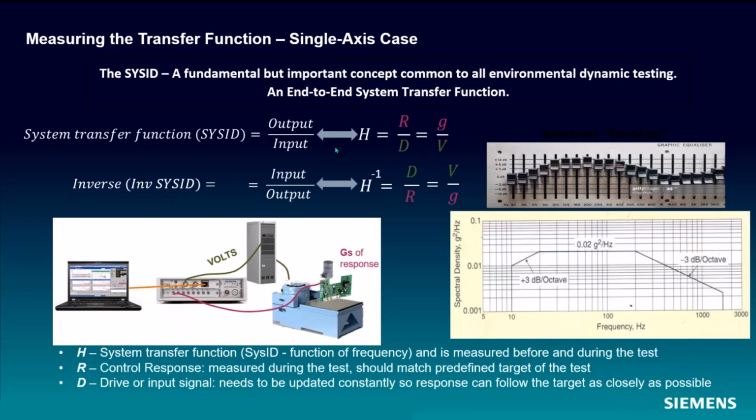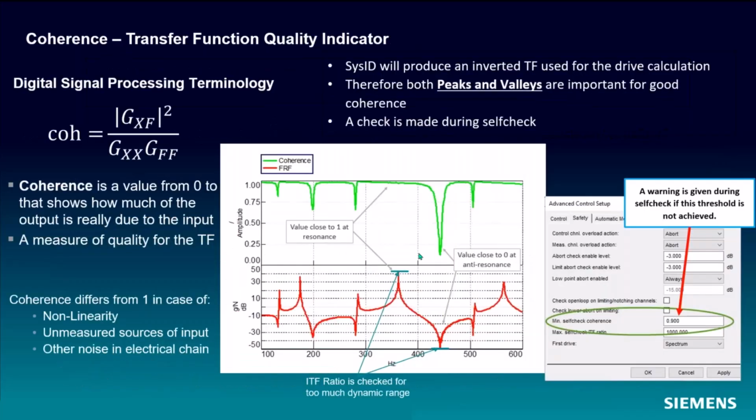So we have our system transfer function, which is output over input in Gs per volt. Then we calculate this inverse transfer function, and you end up with something in volts per G. And then you can take this signal in volts per G and multiply it by your reference spectrum. The Gs cancel out, and then you end up with your initial drive voltage spectrum for control.